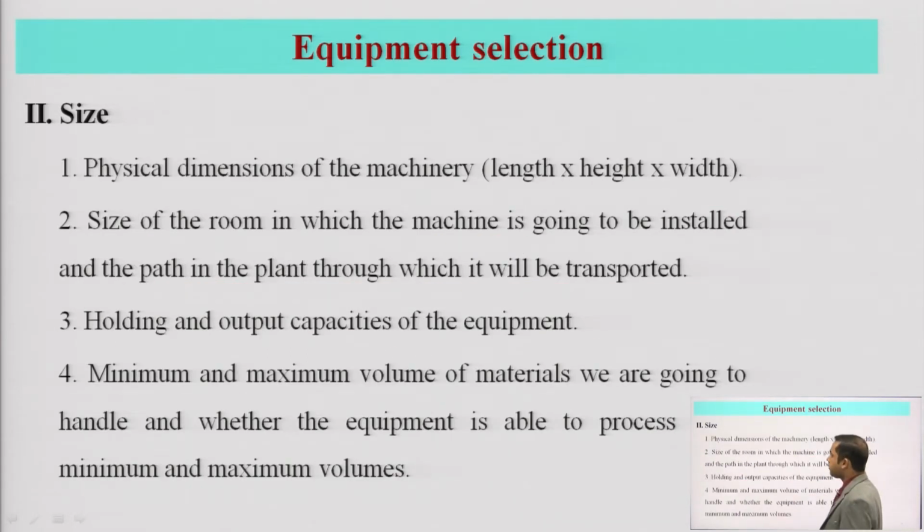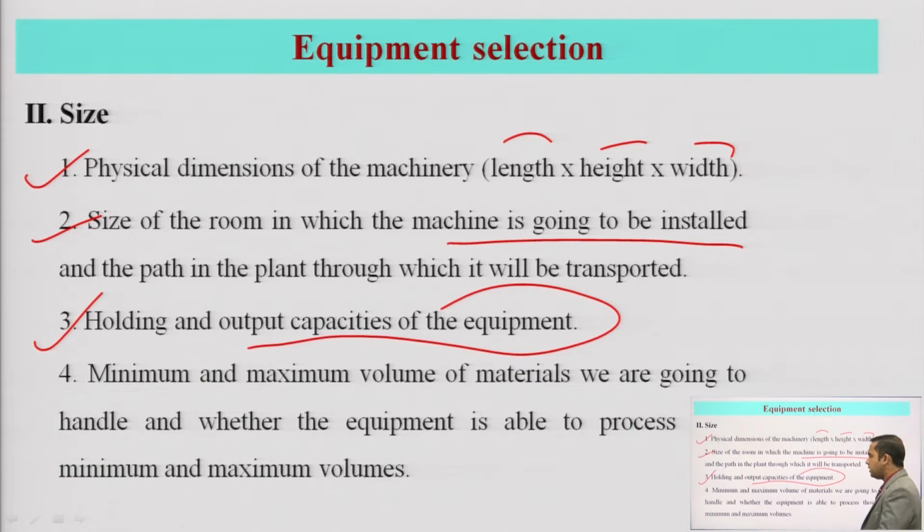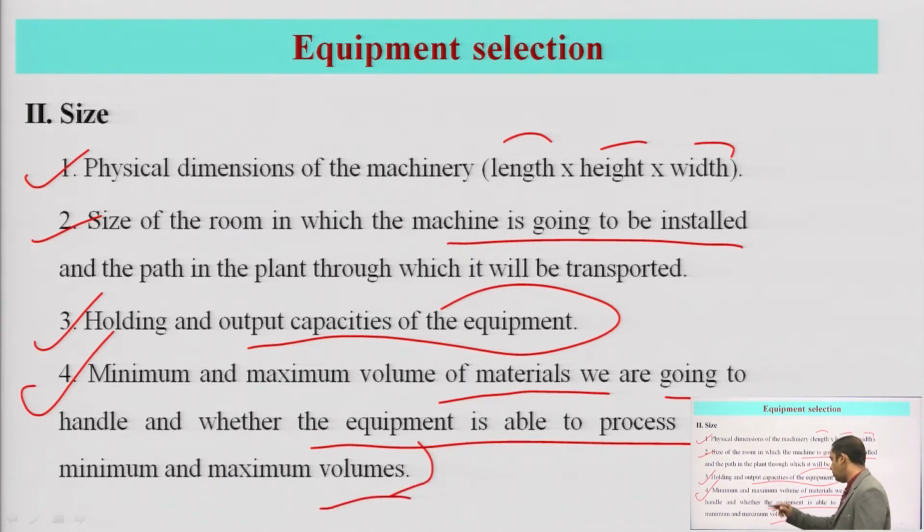What are the things? The physical dimension of the machinery: length, width and breadth. Then also the size of the room in which the machine is going to be installed. Also the holding and output capacity of the equipment, how much output it is giving. And then another question: the minimum and maximum volume of material we are going to handle, and whether the equipment is actually able to produce those minimum and maximum volumes.